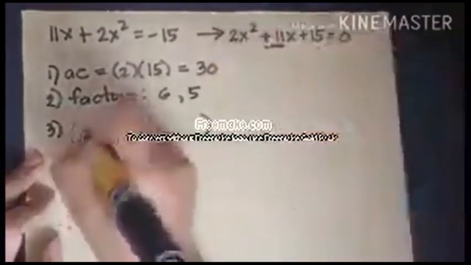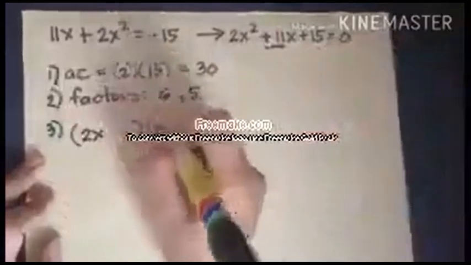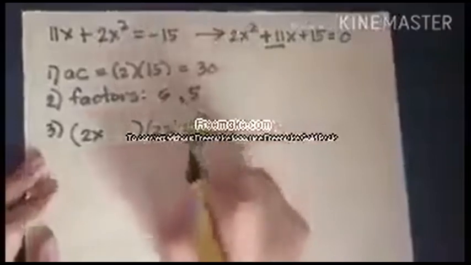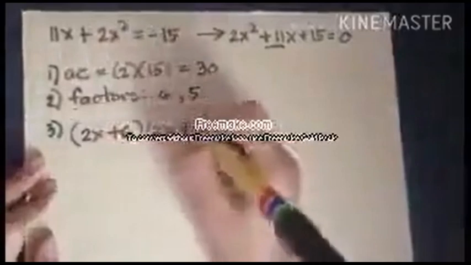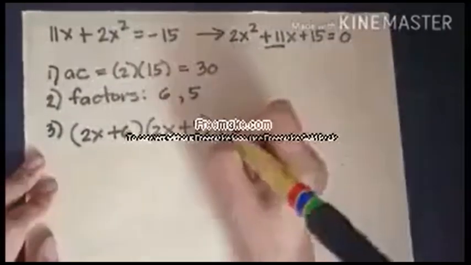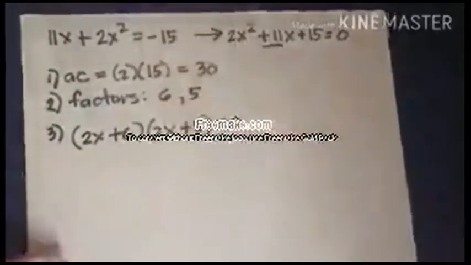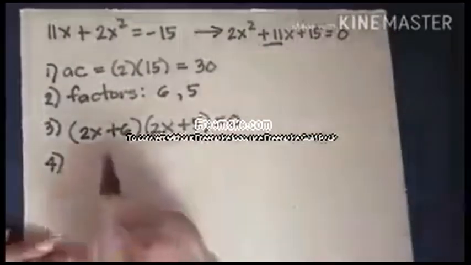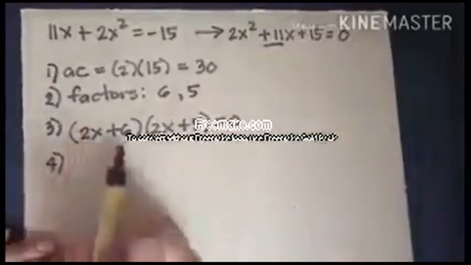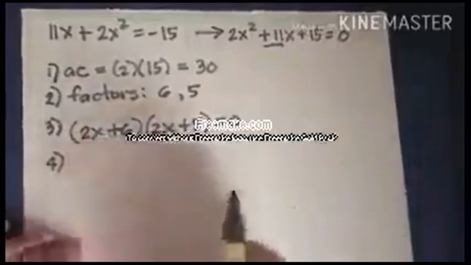our variable. So you have 2x, 2x din dyan. Tapos yung factors ng A and C, yun yung magiging constant term. So you have plus 6 plus 5. Sila yung magiging constant term dun sa binomial factor na ginawa natin. Next, we are going to simplify by dividing the greatest common factor for both equations or both binomial factors.